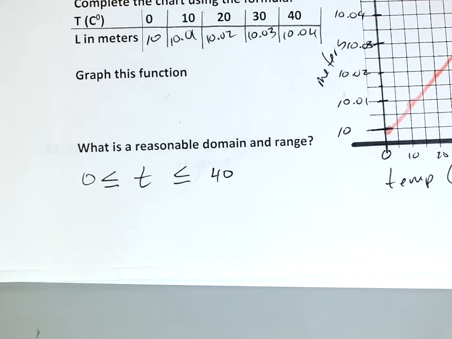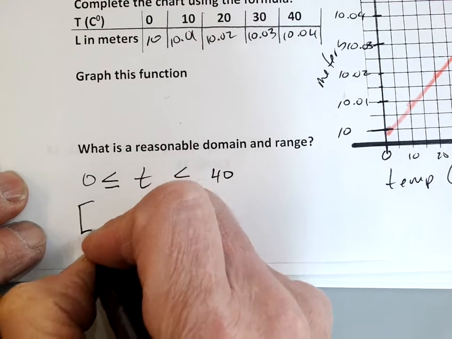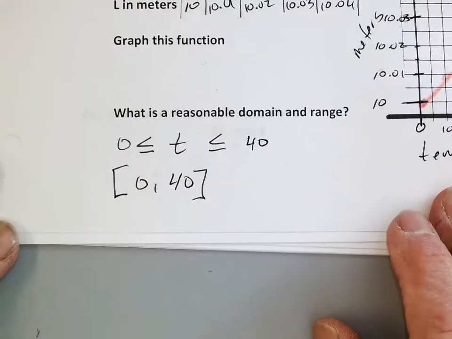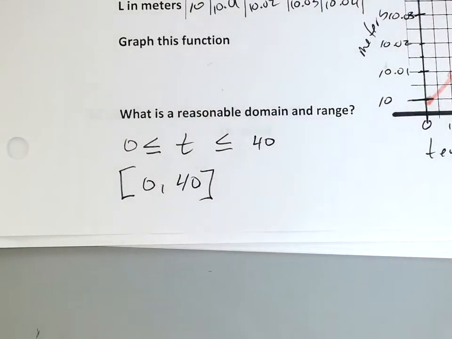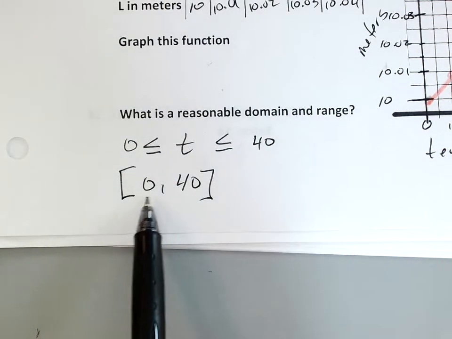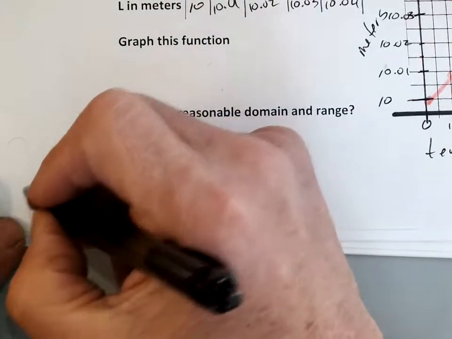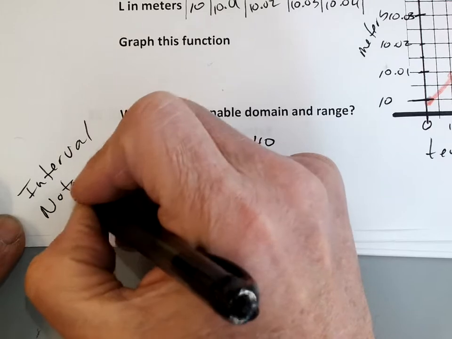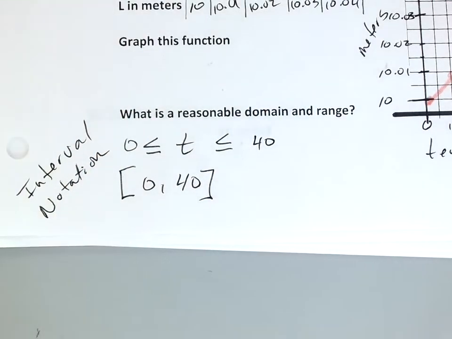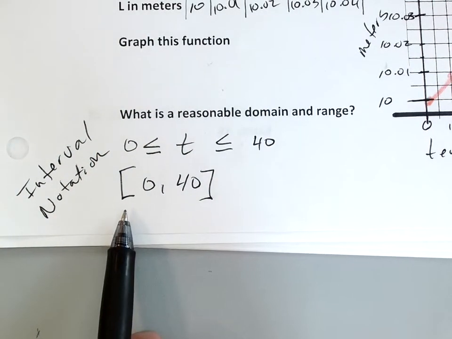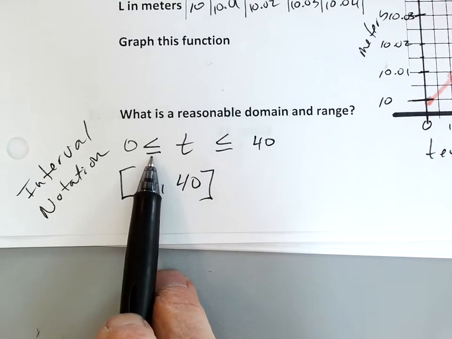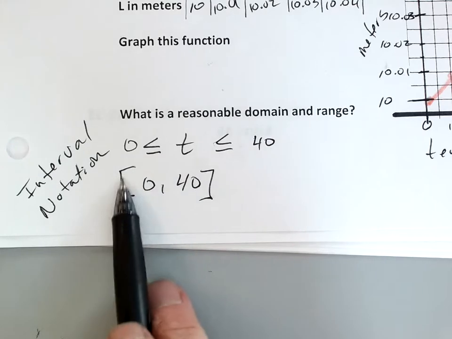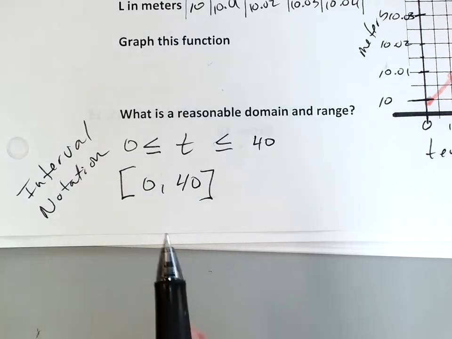Okay, interval notation looks like this. It's easier to write. You guys agree? Bracket 0, 40 is interval notation. Interval notation. Okay? A bracket means it equals it. A bracket means it equals. If it didn't have the equal, we'd use a parenthesis. Okay?